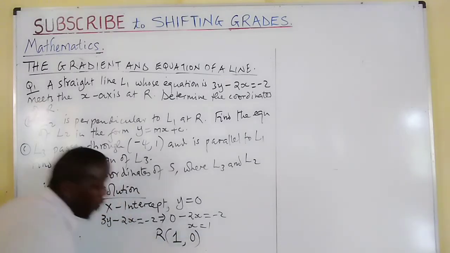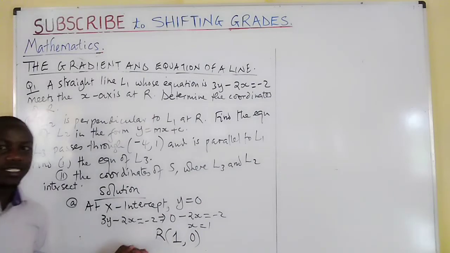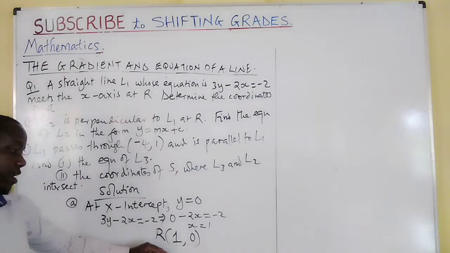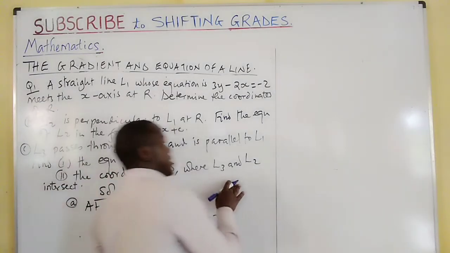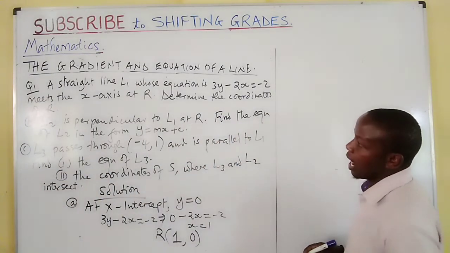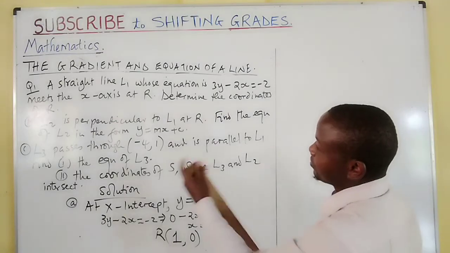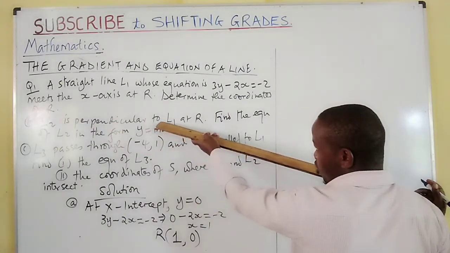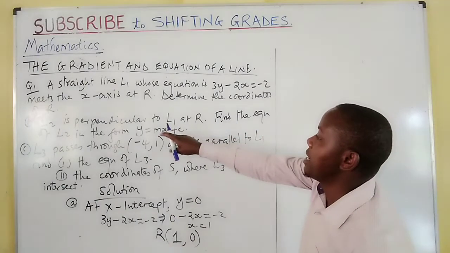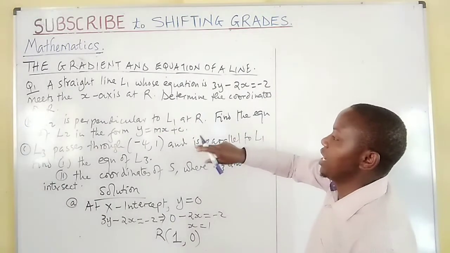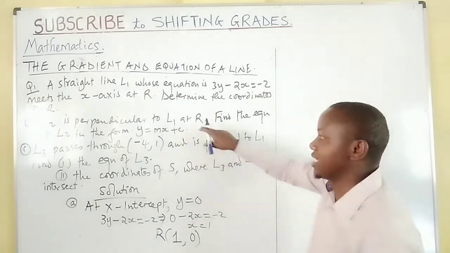at that point y is always 0. Therefore, we state it as R is equal to (1, 0). So that's how we state the coordinates of a point. Then we are told a line L2 is perpendicular to L1 at R.